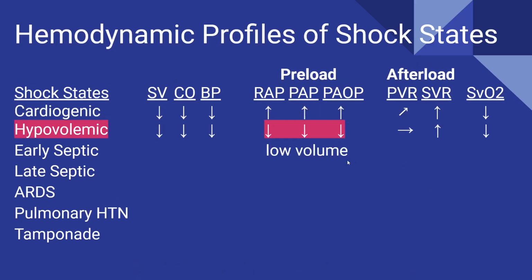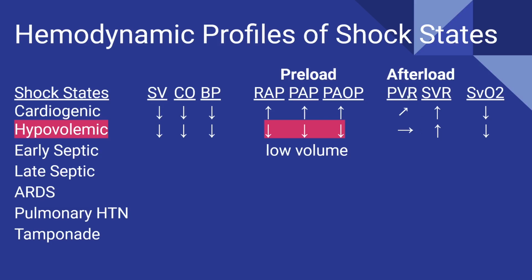Okay, let's look at hypovolemic shock. Right? In this case, you have low volume. So your stroke volume is going to be low, your cardiac output is going to be low, your blood pressure will henceforth be low. But in this case, you don't have a high pressure because you don't have the volume to preload those ventricles. The amount of blood you're pushing into those ventricles is a lot lower.